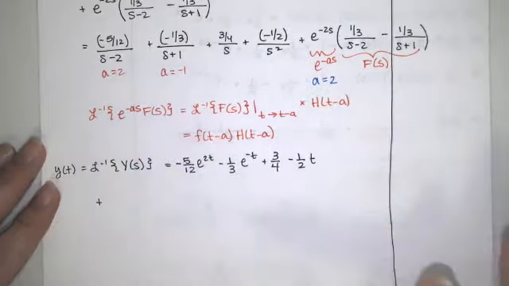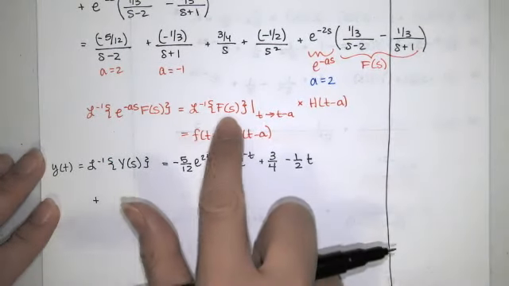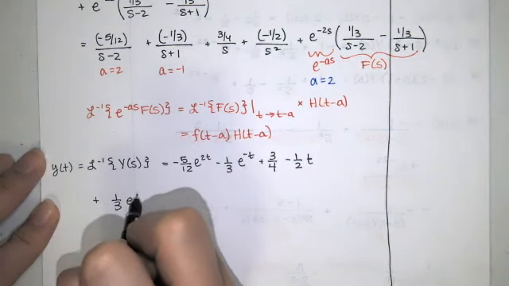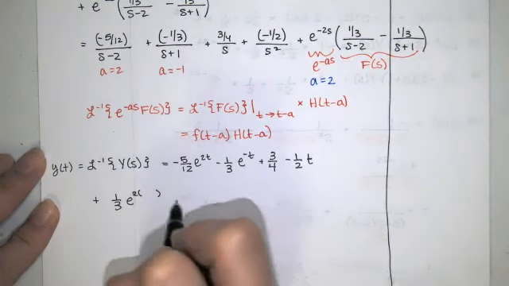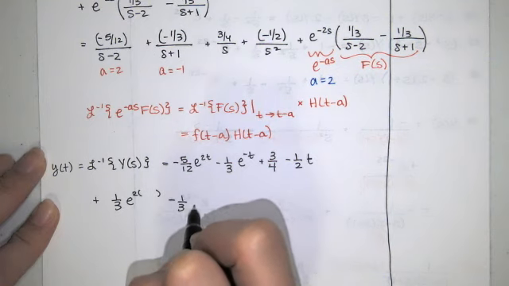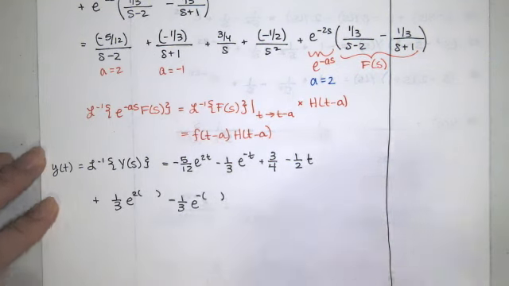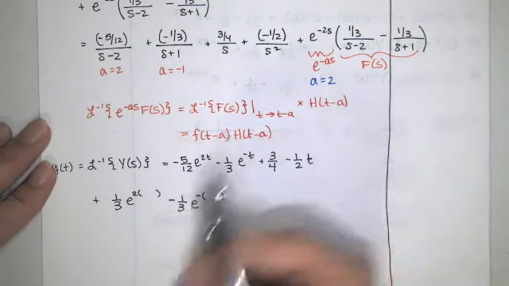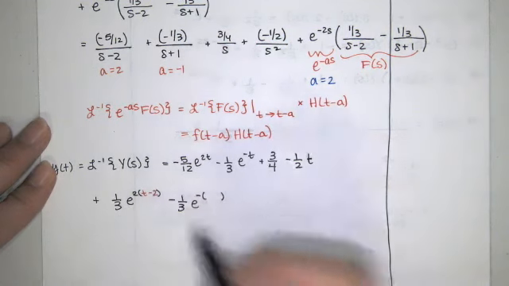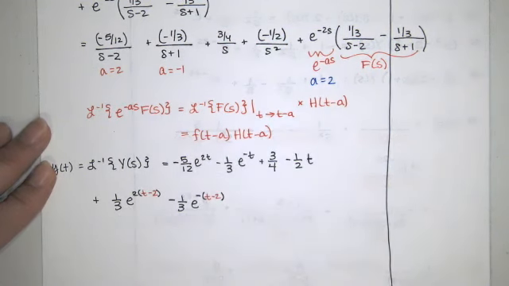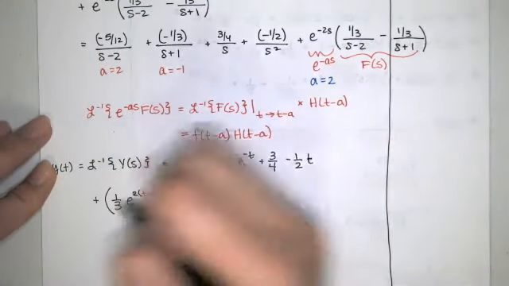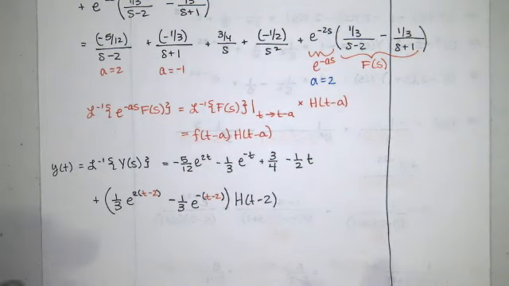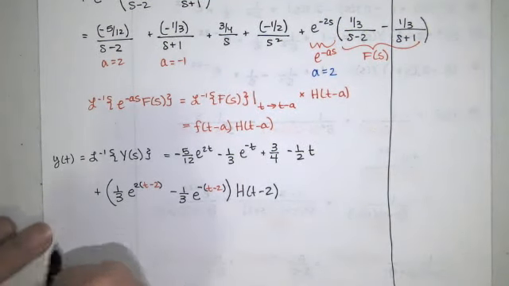So we can write this down. First, we need the inverse transform of F(s), which is 1/3 e^(2t) minus 1/3 e^(-t). But then we're going to replace all of our t's with t minus a, where a is equal to 2. So it's going to be replacing t with t minus 2. And then we take that whole thing and multiply by the Heaviside function at t minus 2. Okay, so that's our function y(t).